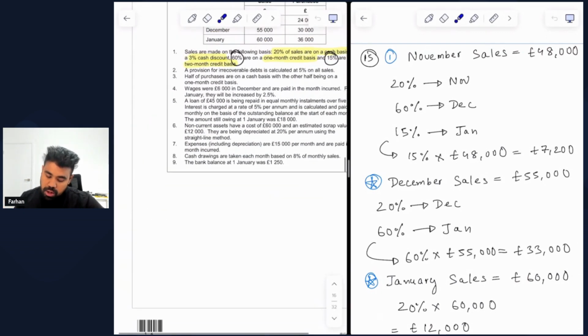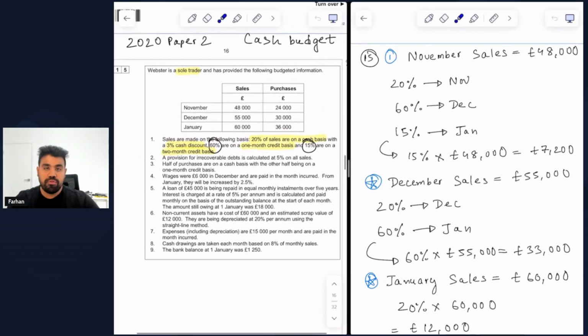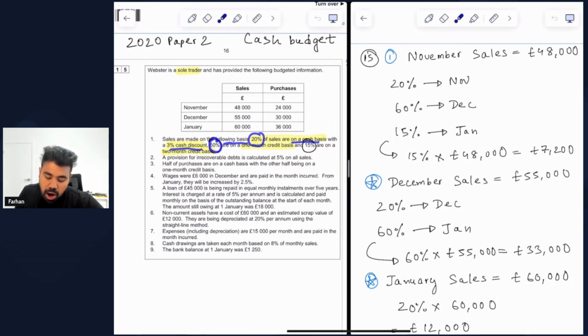So let's take a look into the workings, starting with the first information that we have. Sales are made on the following basis. 20% of sales are on a cash basis with a 3% cash discount. 60% are on a 1-month credit basis and 15% are on a 2-month credit basis. Okay, so we're going to start with the sales that we have made in November, which is £48,000. You can see that's given in the table.